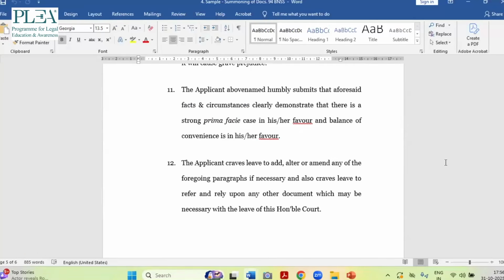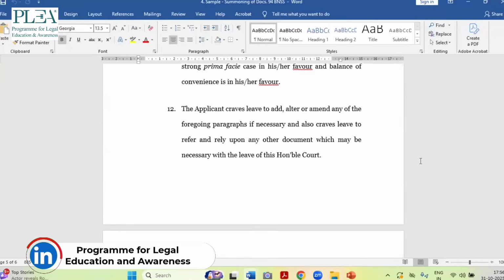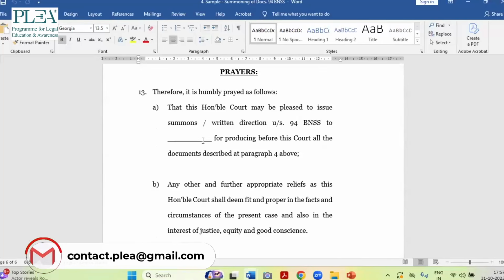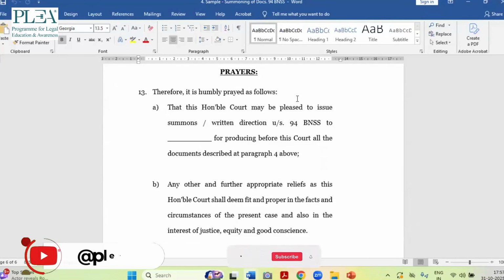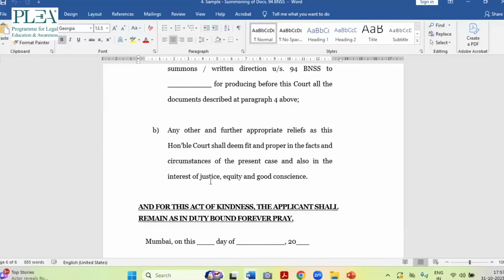And then you make out standard averments, balance of convenience, amendment prayer, and then you come to the main prayer clause, that is to issue summons or written direction under 94 BNSS to so and so authority for producing before this court all the documents mentioned in paragraph number 4, where we made out a list. If there are multiple documents, you make out a list in the paragraph and give a reference in the prayer clause and any other case as this court may deem fit.